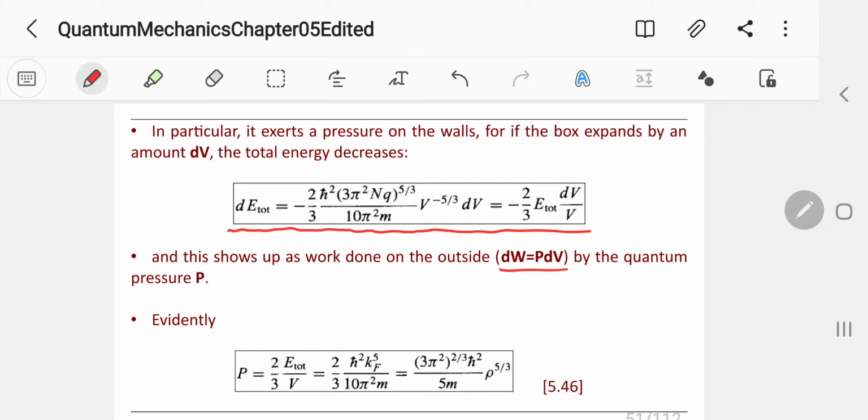So this is this one. As an analogy, you can get the P to be equal to this expression. So this is just 2/3 E total over V. So this is also the quantum mechanical pressure of an electron gas in the solid.